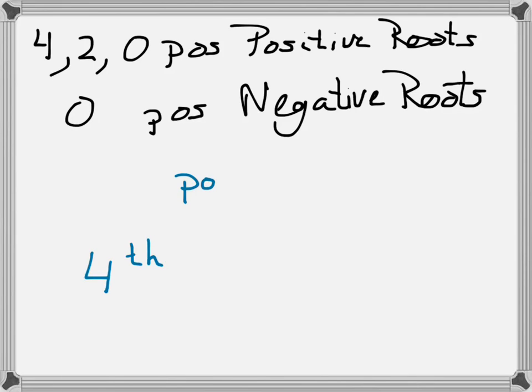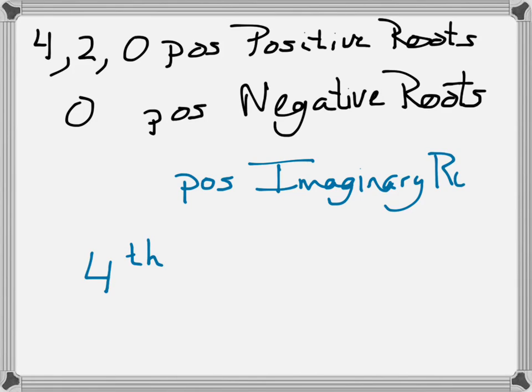So we want to figure out our possible imaginary roots. And so if we had a 4th degree, what number are we going to start with? 4. And count down. And that's it.